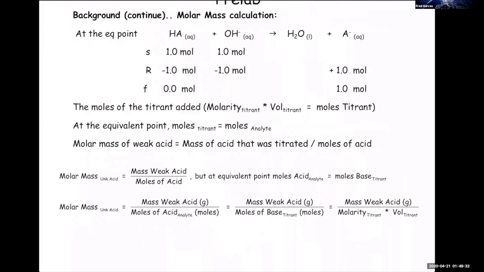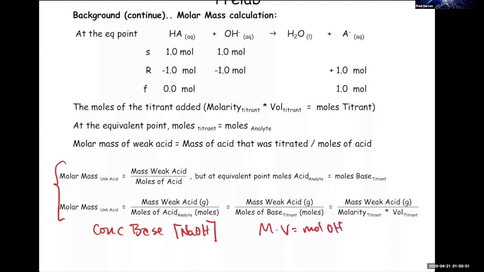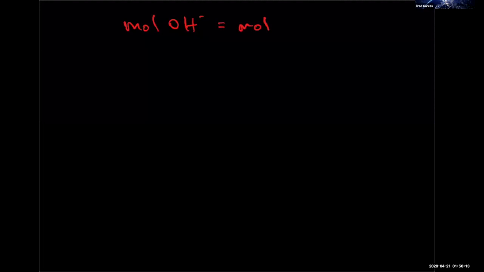Okay, here is the calculation for your molar mass. If you know the concentration of your base, your sodium hydroxide, then the molarity times the volume, where the volume is how much sodium hydroxide you add to reach the equivalent point, is the moles of your hydroxide. And because you're at the equivalence point, that's also the moles of your acid. So if you know the moles of your hydroxide, that equals the moles of your acid.